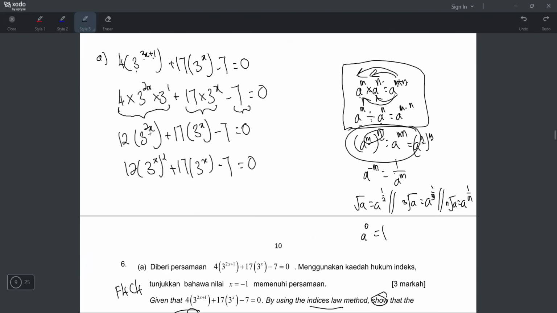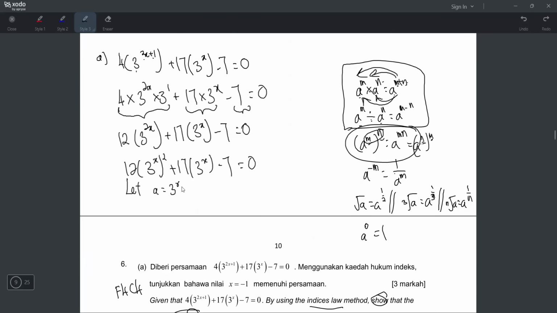And why I write it like this is because I want this and this to be the same. Because when they are the same, I can change to A. I can let A equals 3 power X, and then I have my equation already. 12A squared plus 17A minus 7 equals 0. And now it becomes a quadratic, right? So I can just solve for this quadratic, and then later, after I solve for this, I will get two answers, and then the A changes back to 3 power X lah.